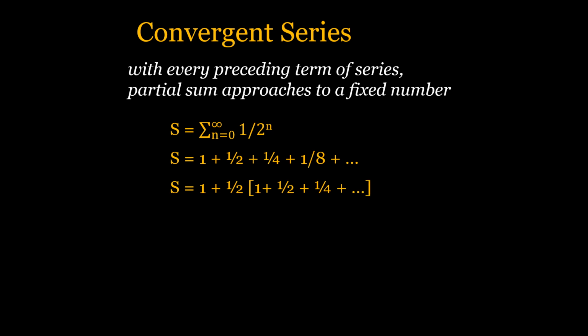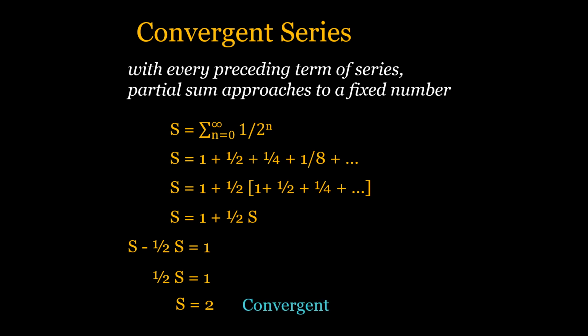But as we know, the part in square brackets is equal to series itself, s, therefore, s equals 1 plus 1 over 2s, by solving we get s equals 2. Even if series have infinite terms, the sum of the series turned out to be a fixed number. Thus, it is a convergent series. Series, with their partial sums, becoming larger and larger as one proceeds to the next terms, are called divergent series.